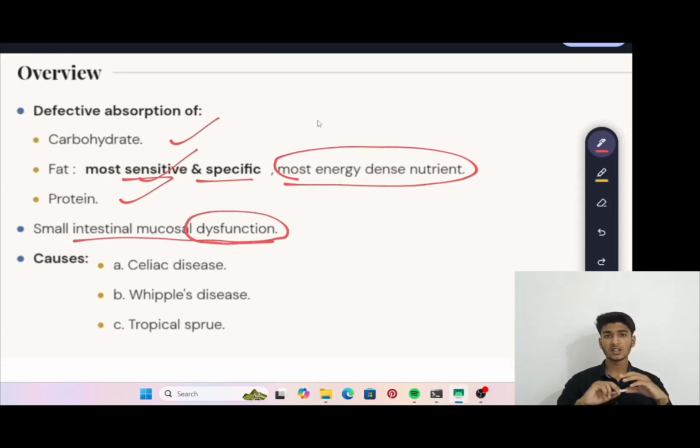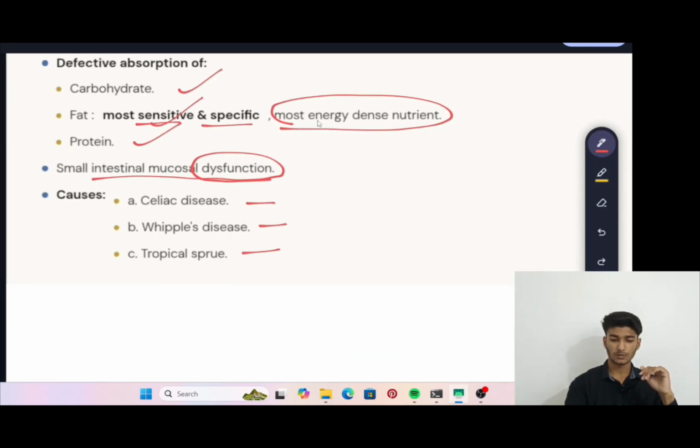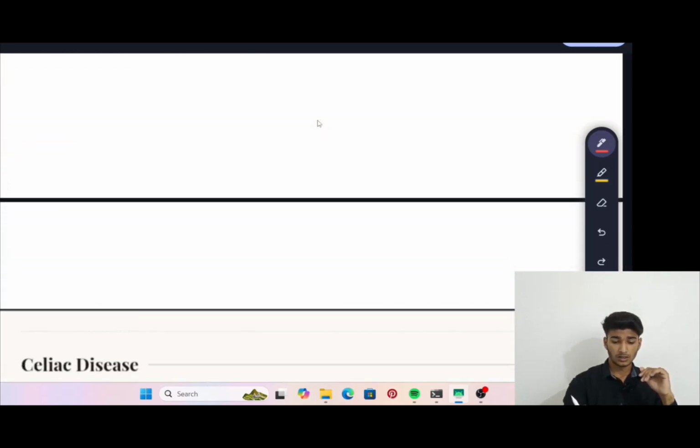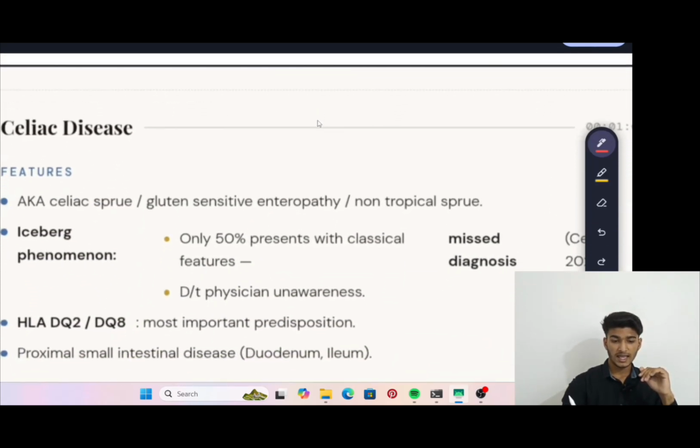And why is the intestinal mucosa getting dysfunction? It is due to three diseases: the first is celiac disease, the second is Whipple's disease, and the third is tropical sprue. Now, what is celiac disease?